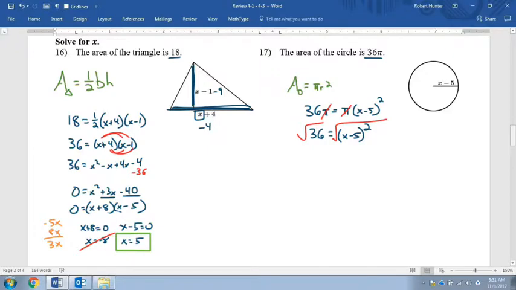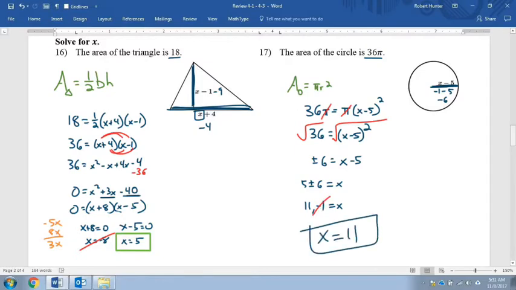So the square root of 36 is 6, so I got plus or minus 6 equals x minus 5. Move the 5 over, I've got positive 5 plus or minus 6 equals x. Last but not least, solve it out. 5 plus 6 is 11. 5 minus 6 is negative 1. And negative 1 might work if it weren't for the fact that you're not adding anything, you're subtracting. So negative 1 minus 5 is negative 6. That doesn't work for a negative distance. But 11 minus 5 works. So x equals 11. There you go.